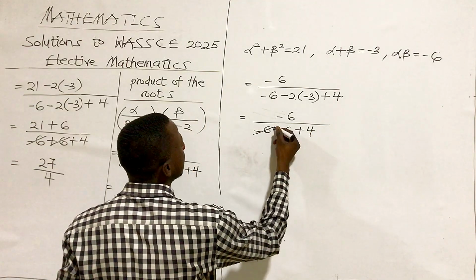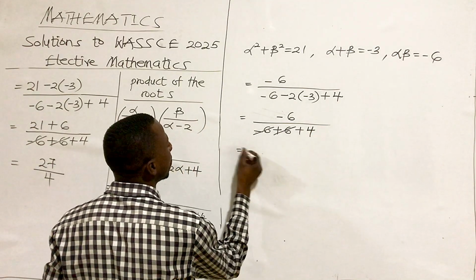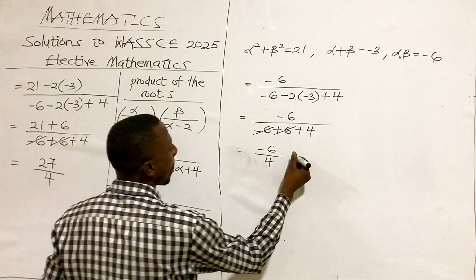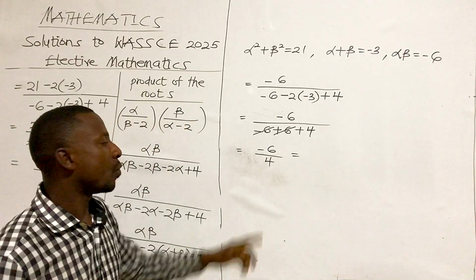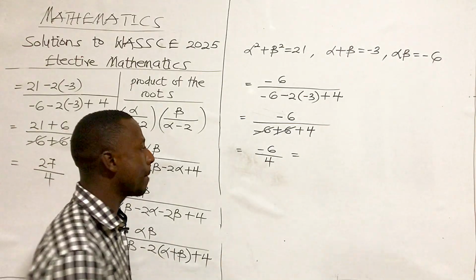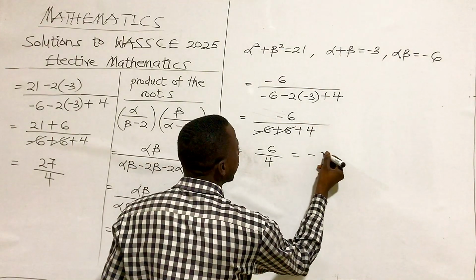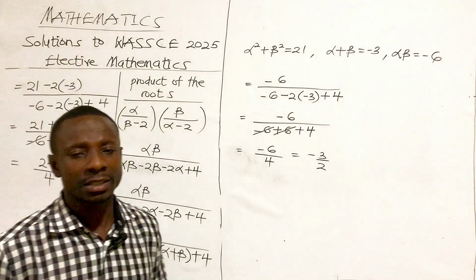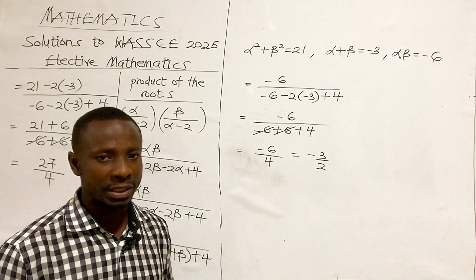So from here, we take this off. Then we have negative 6 over 4. And when we simplify this in its lowest form, we are going to get negative 3 over 2 to be the product of the roots.